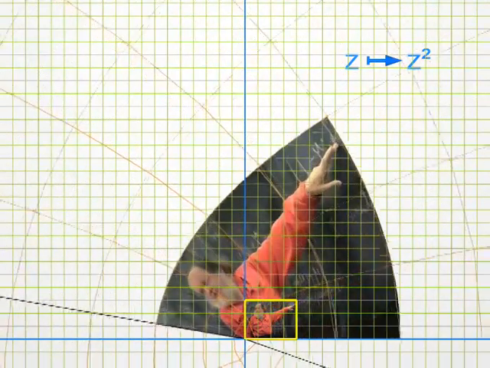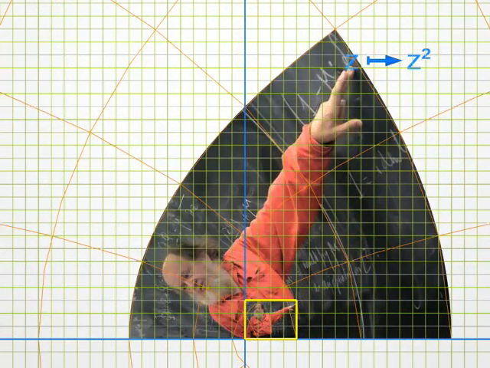Notice that the argument of z squared is twice the argument of z, so that the right angle on the lower left of the photo is doubled under the transformation. It's turned into a 180-degree angle.